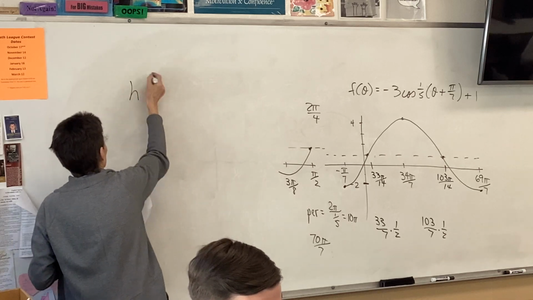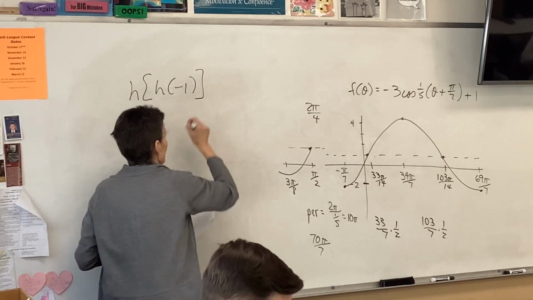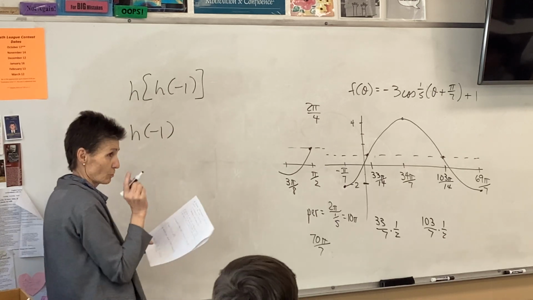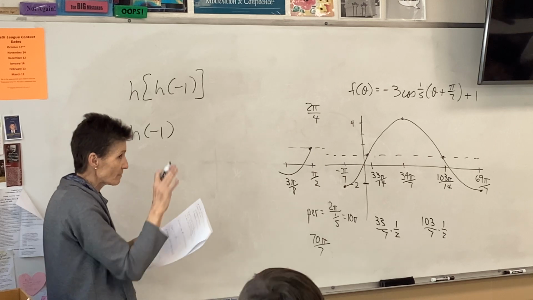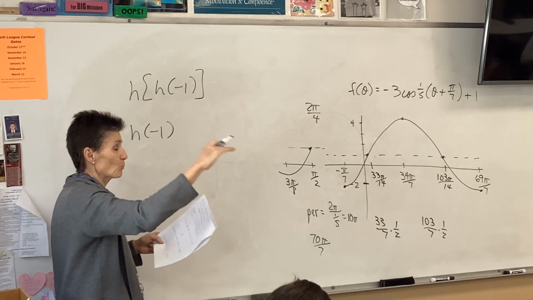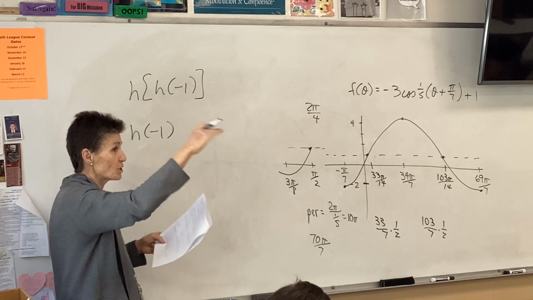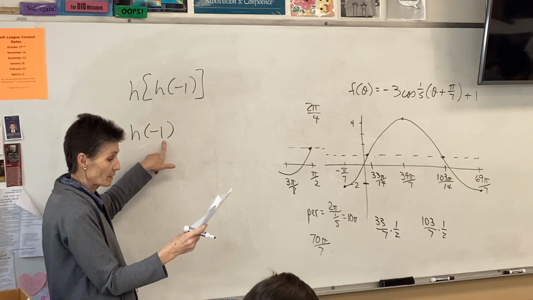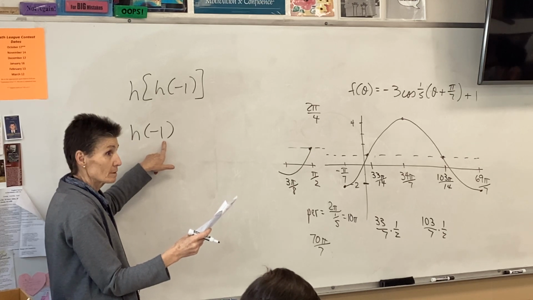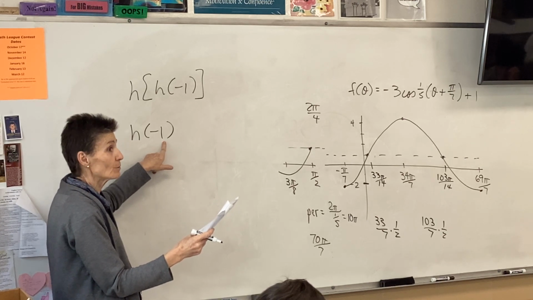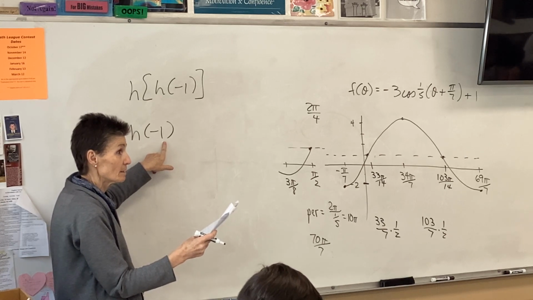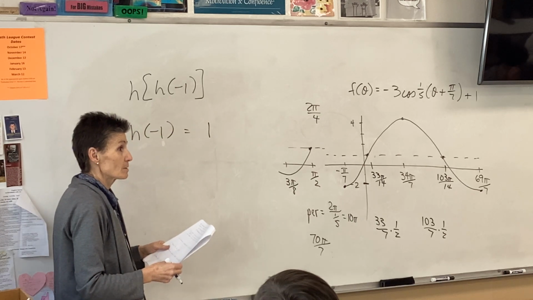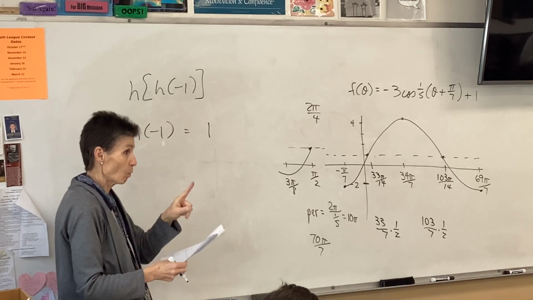find h of -1. Okay, so the first thing you have to do is look at the function, the way it's defined, and which row of the function, which equation of the function has -1 in its domain. The third one. So you're gonna plug it into the absolute value of x, and you're going to get 1. So h of -1 is 1.